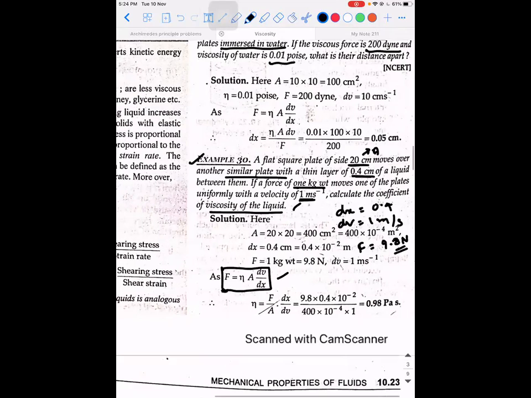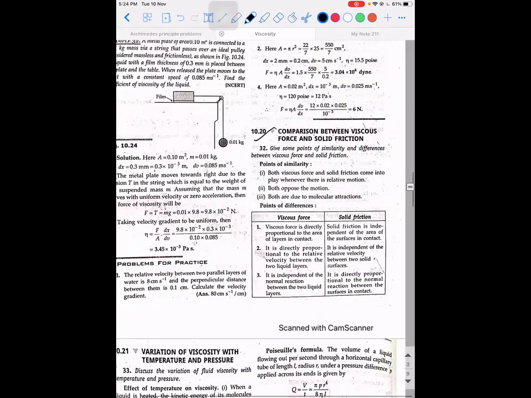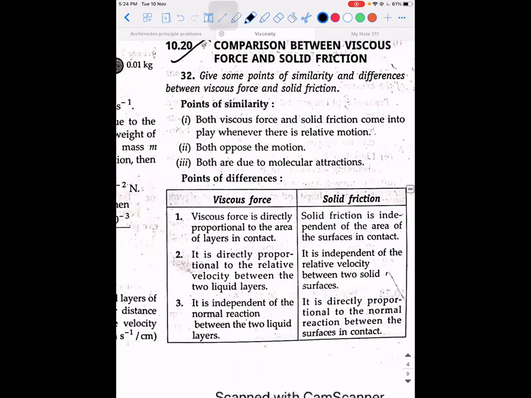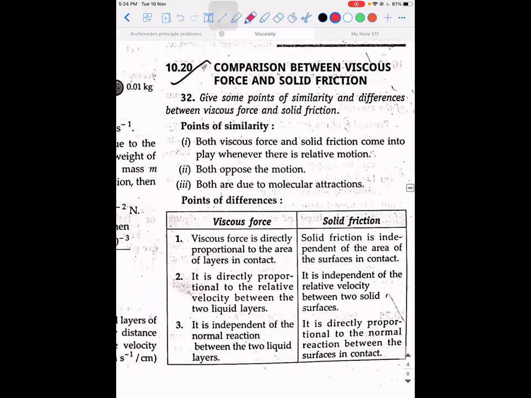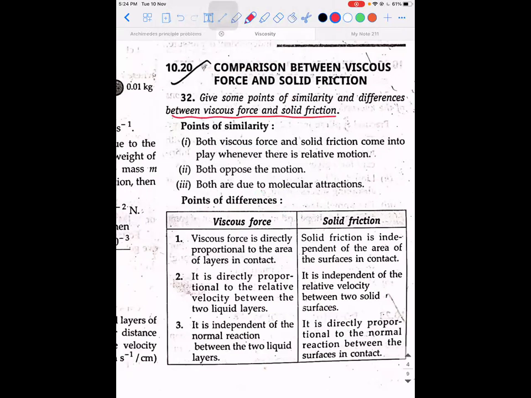Got it? So these are all the problems. Now, let's do a small comparative study between viscous force and solid friction. Both viscous force and solid friction come into play whenever there is a relative motion, no doubt about it. Because both of them have the same objective of opposing the relative motion. Both oppose the motion and both are due to what? Intermolecular attraction.